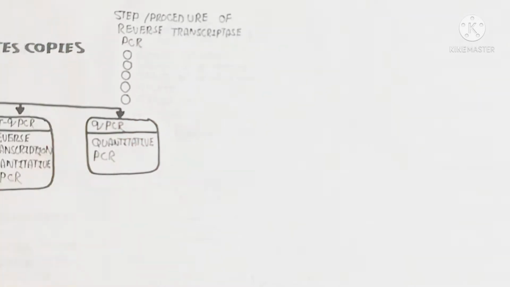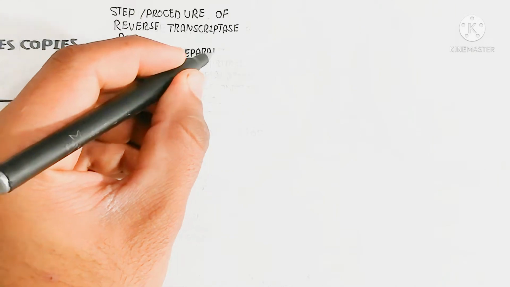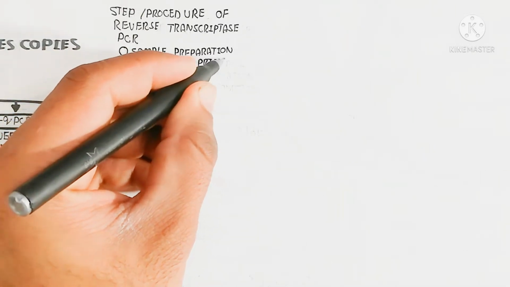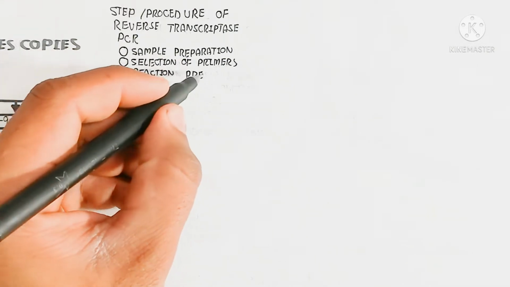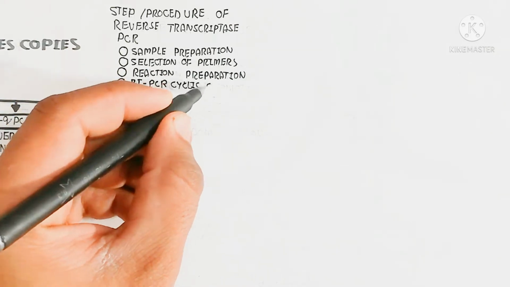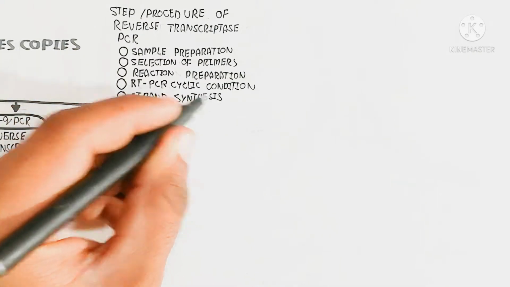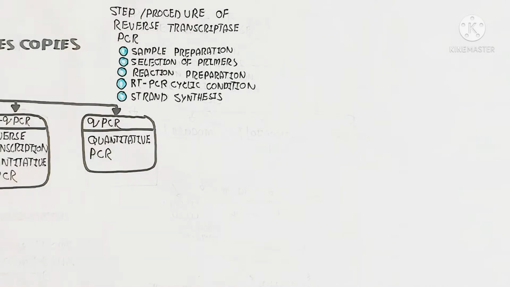So the first step is sample preparation and selection of primers. Selection of primers means choosing our desired primer, which will bind with a specific region of, for example, messenger RNA, if you are using messenger RNA or RNA. On the other hand, reaction preparation, real-time PCR, cyclic conditions, and strand synthesis are all basic requirements for the amplification of the gene.